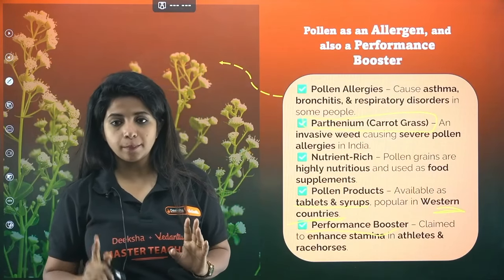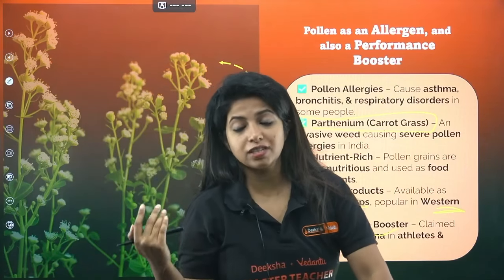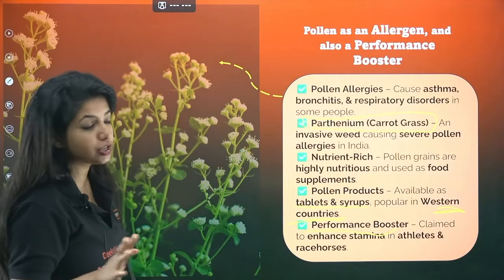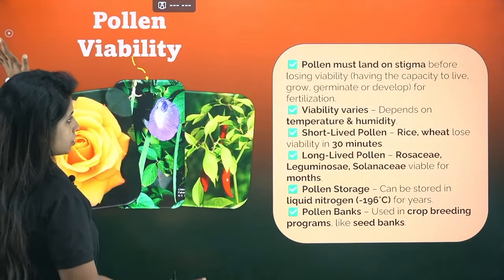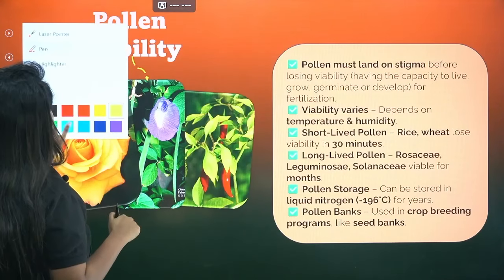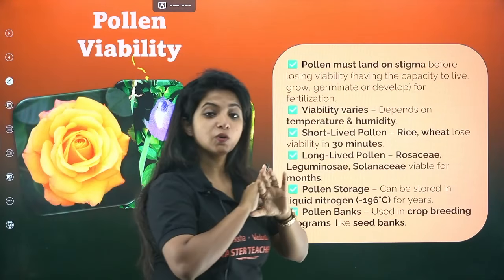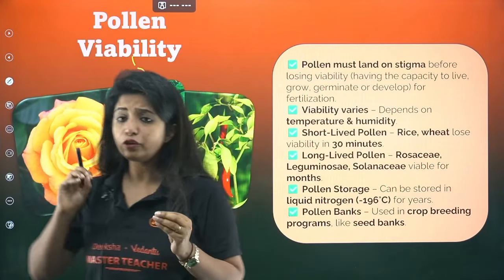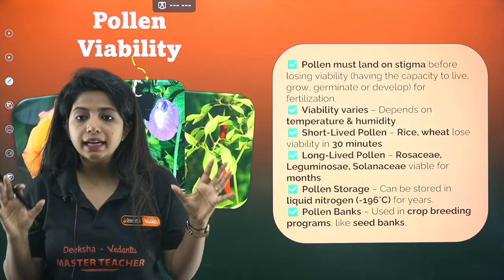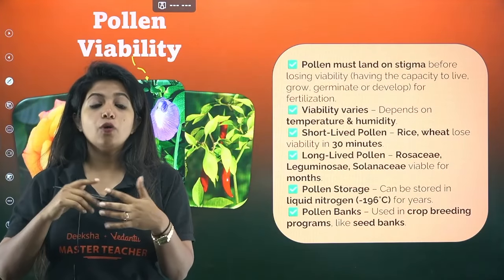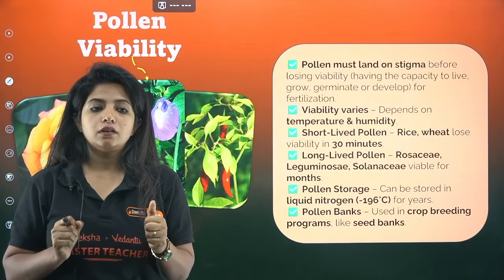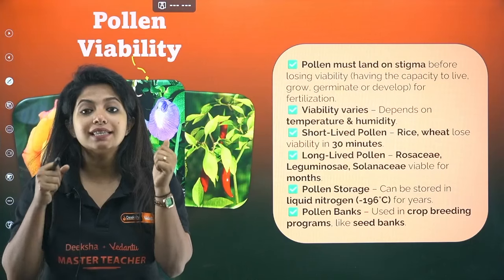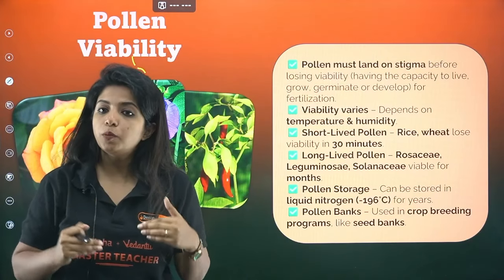So it is an allergen. Parthenium grass is one such example. Its products, such as tablets and syrups, are very famous in Western countries, and my dear children, it's a performance booster in the case of athletes and race horses. Now, pollen viability is one more topic. With that, we are going to end the male part of the plant. Pollen viability means for how much time it will remain viable, until it grows and germinates on the stigma. That is what you mean by pollen viability.